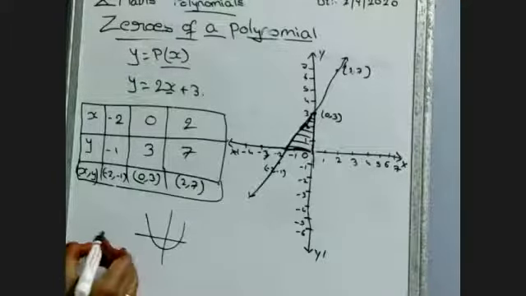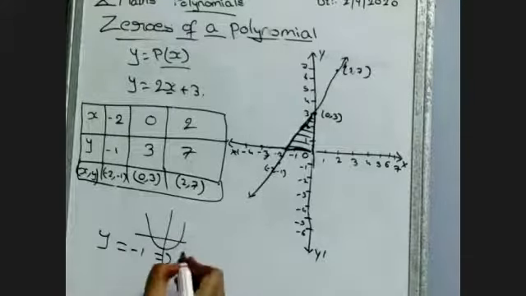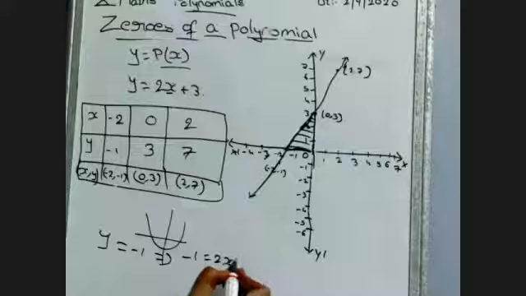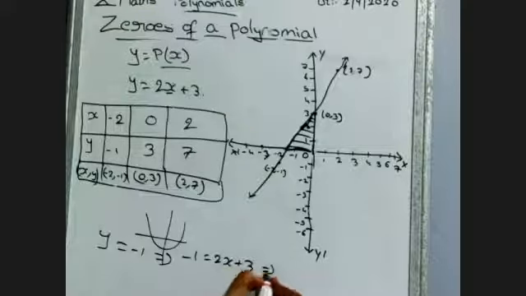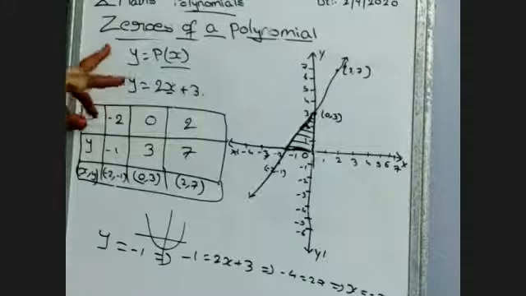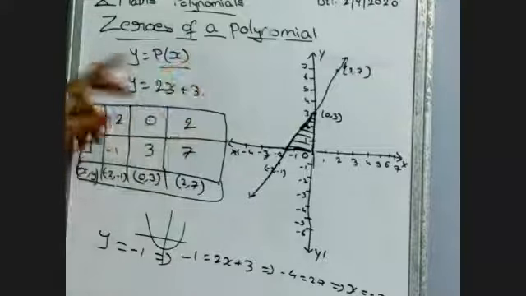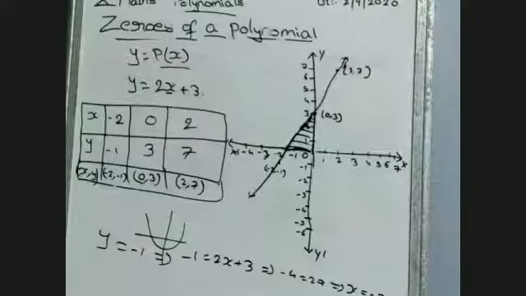Why? Because suppose y equal to minus 1, you can take. Minus 1 equal to 2x plus 3, which gives minus 4 equal to 2x, and so x equal to minus 2 will come. But our way is y equal to p of x. Anything we will represent as y equal to p of x. We will take it in x forms, not in y forms. This is about the zeros of the polynomial.